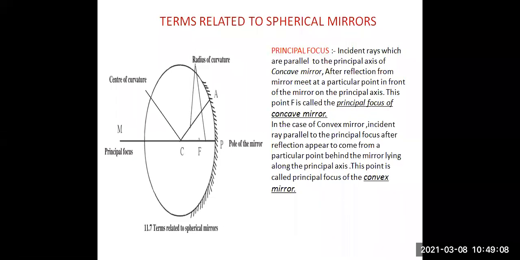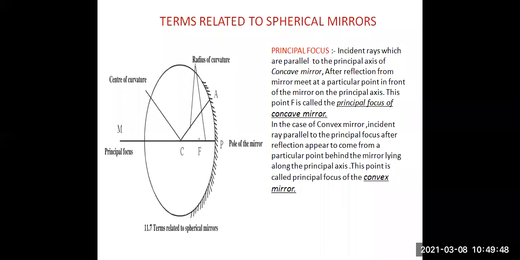We will go towards our next term, which is principal focus. Incident rays which are parallel to the principal axis of a concave mirror, after reflection from the mirror, meet at a particular point in front of the mirror on the principal axis, and this point F is called the principal focus of the concave mirror. We are going to see what happens in concave and convex mirrors in today's diagrams. So just go through the lines and try to find the words where they are written in the diagram.